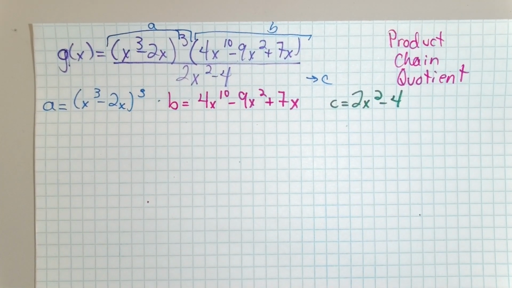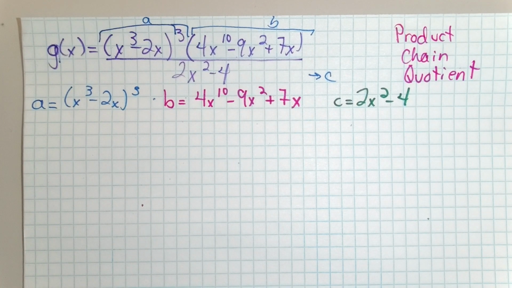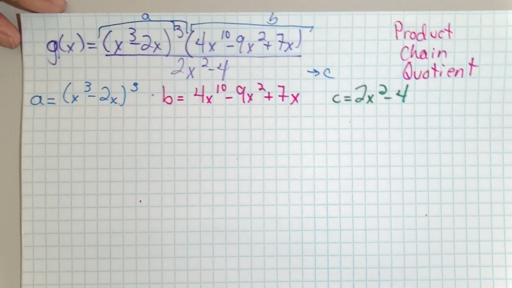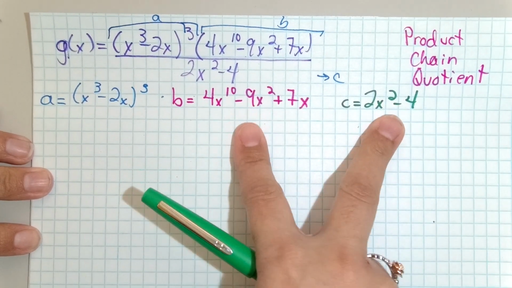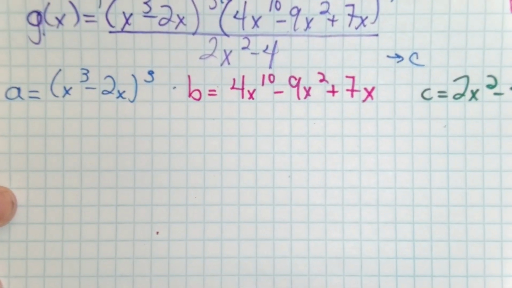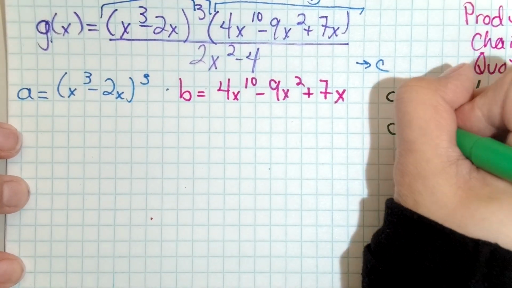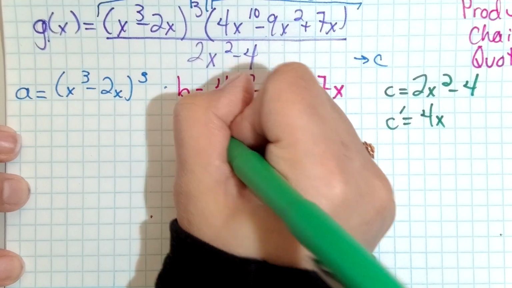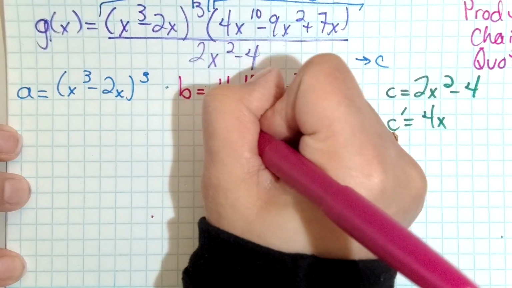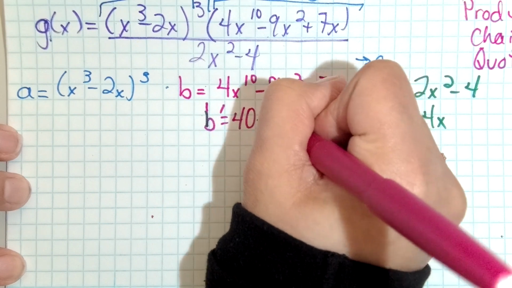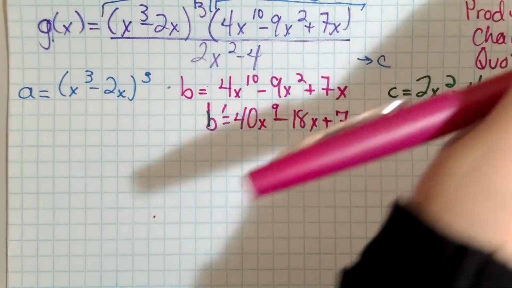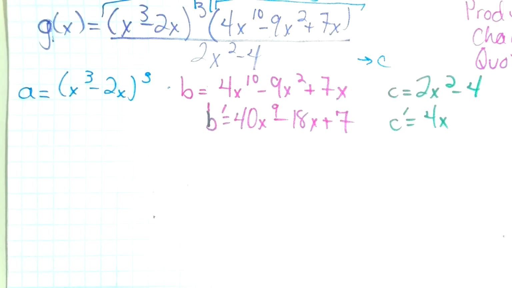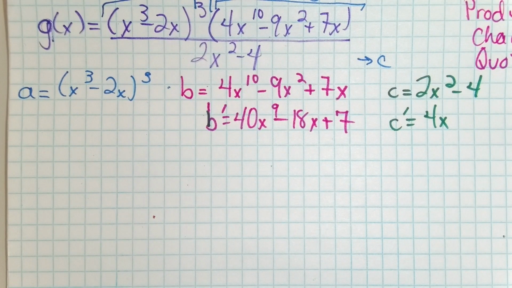Okay. Any questions so far on what I did? I'm going to take that as a no. So I'm going to look at all 3 of these derivatives, and I'm going to see that 2 of them are pretty easy, right? These are just the power rule. I'm just going to hurry up and take the power rule. C prime is equal to 4x, and B prime, let's use the correct color, B prime is equal to 40x to the 9th minus 18x plus 7. Questions?